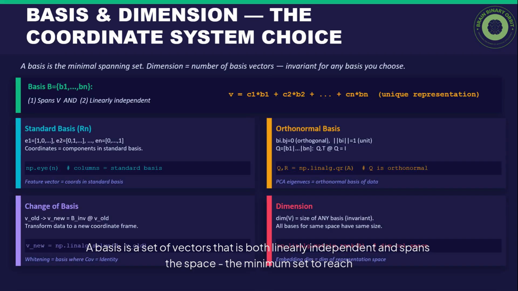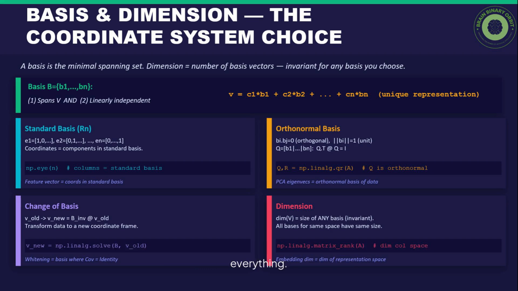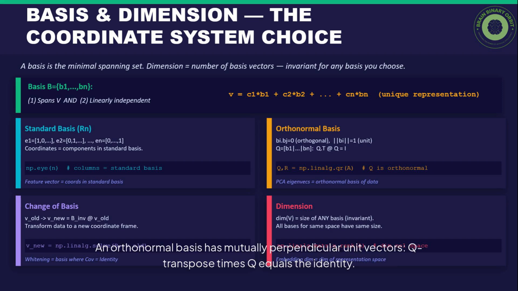A basis is a set of vectors that is both linearly independent and spans the space, the minimum set to reach everything. Every vector has a unique coordinate representation in a given basis. The standard basis for R^n is the identity matrix columns. An orthonormal basis has mutually perpendicular unit vectors. Q transpose times Q equals the identity.